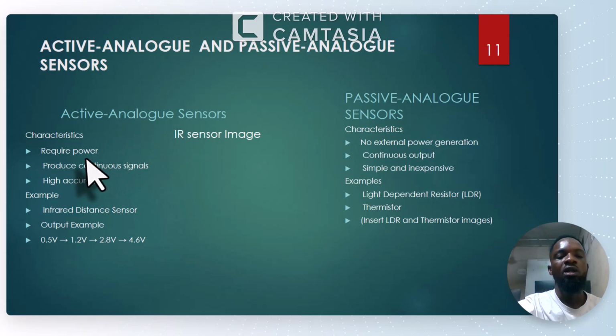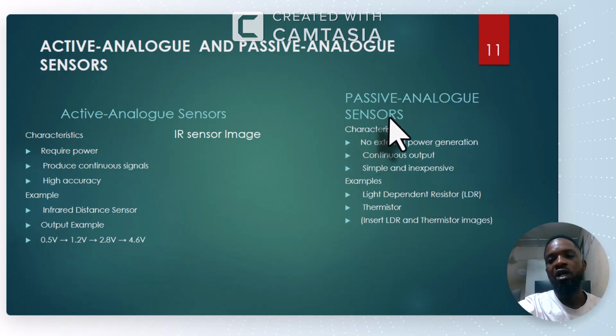Considering the characteristics of active analog sensors: 1, they require power. 2, they produce continuous signals. And then 3, accuracy. The example is the infrared distance sensor. Then we can also talk about the output example, which is continuous. So this is what we have here: 0.5 volts to 1.2 volts to 2.8 volts, and then to 4.6 volts. So these are the characteristics of active analog sensors.